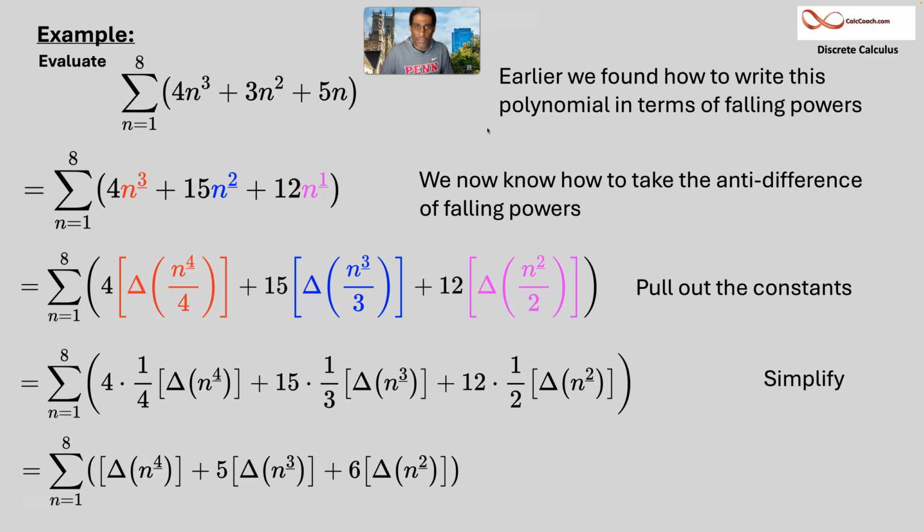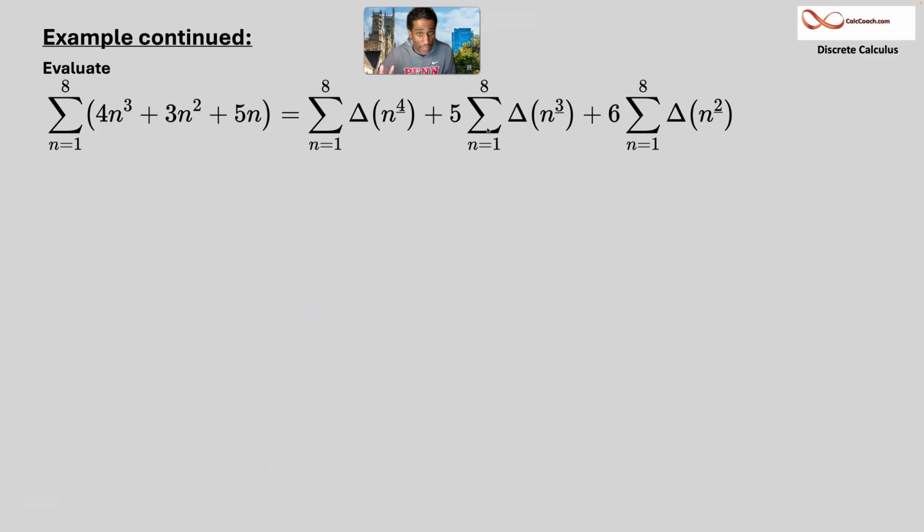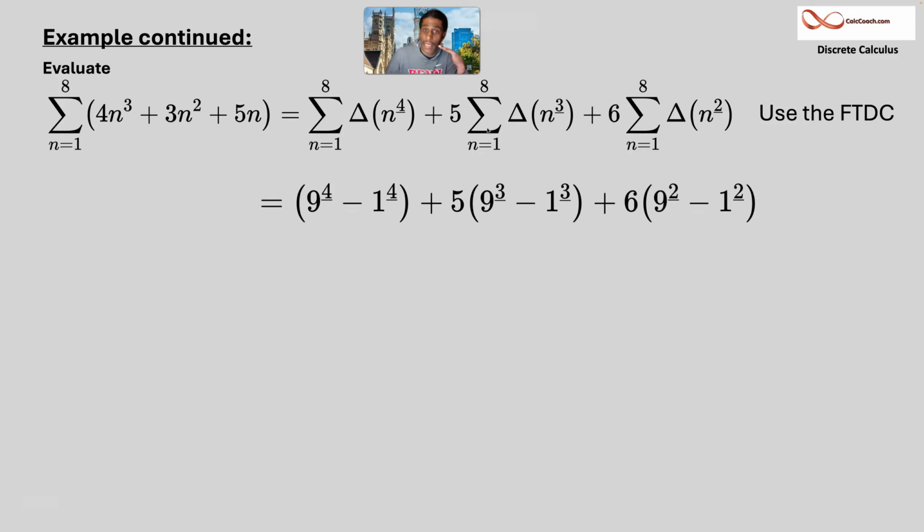We're ready for the fundamental theorem of discrete calculus on the next slide. We're going to break it into 3 different sums. We don't have to do that, but it works out nicely. And so we'll do the FTDC on each of these. We'll have 8 falling 4 minus, 9 falling 4, right? Plus 1, don't forget the plus 1. 9 falling 4 minus 1 falling 4. Then 5 times 9 falling 3 minus 1 falling 3. 6 times 9 falling 2 minus 1 falling 2. But we know those ones falling whatever that's higher than 1, we know those guys are just zeros.